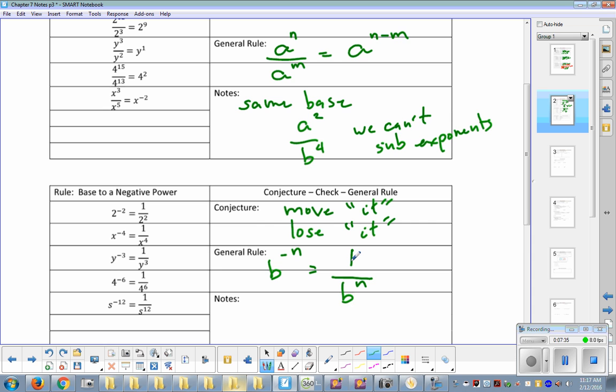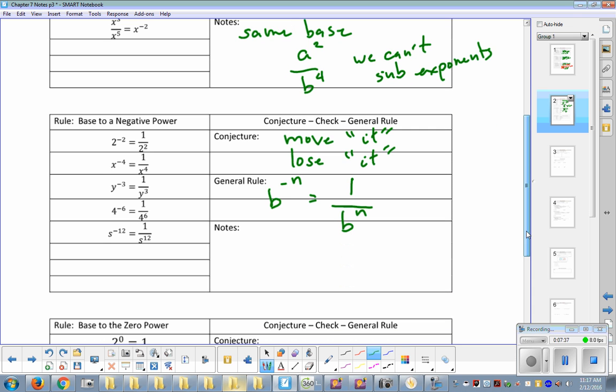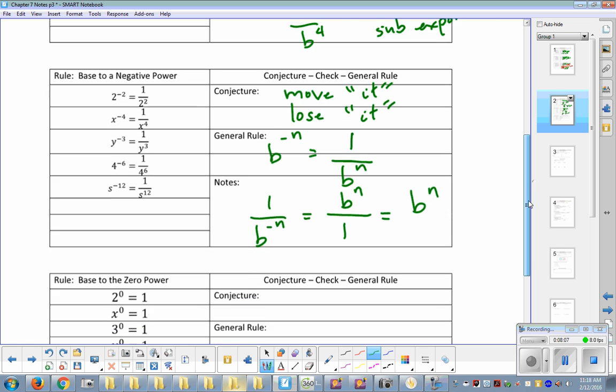Now if, let's say, you have your negative exponent in your denominator, still you have to move and lose it. Remember that this is in your denominator. Then when you move it, it will go where? It will go to your numerator, and then we have to lose the negative. And then this over 1, we can just write this as b raised to n. All right, finally, last one.